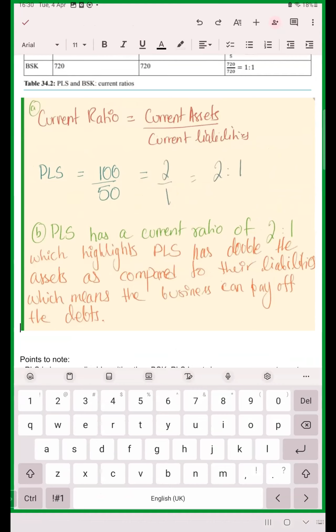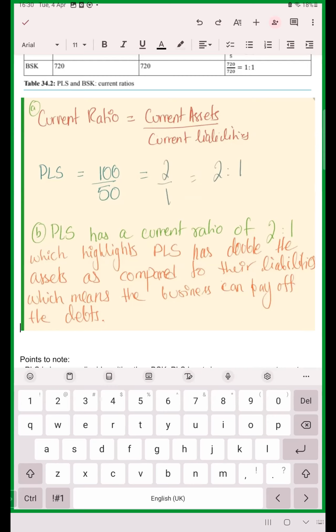PLS is in a more liquid position than BSK. PLS has twice as many current assets as current liabilities. For every $1 of short-term debts, it has $2 of current assets to pay for them. This is a relatively safe liquidity position. This is how you comment. Now that you've seen a sample, you have a better idea. Got it? Yeah, got it. Then look at this. The current ratio of BSK is more varying. It only has $1 of current assets to pay off for each $1 of short-term debt.